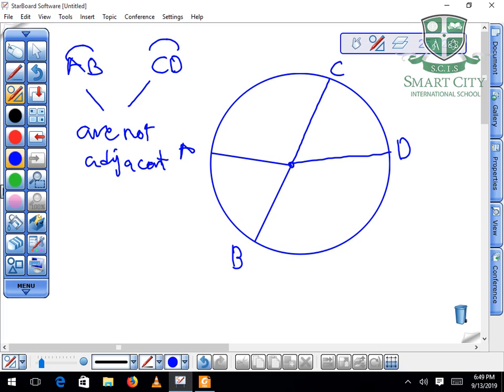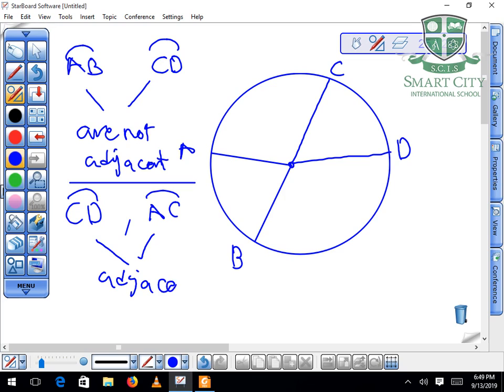What about arc CD and arc AC? Yes, these two are adjacent arcs. AC and CD are adjacent because they have a common point between them, which is C.